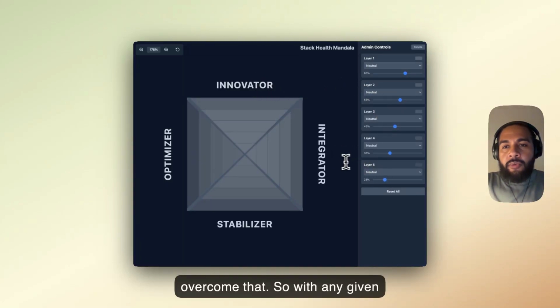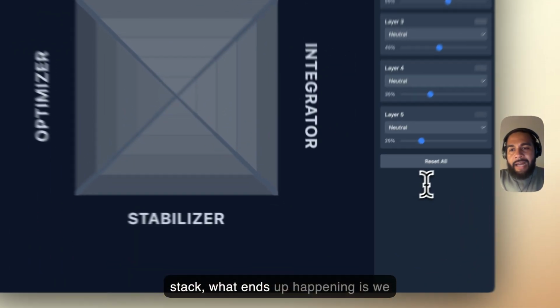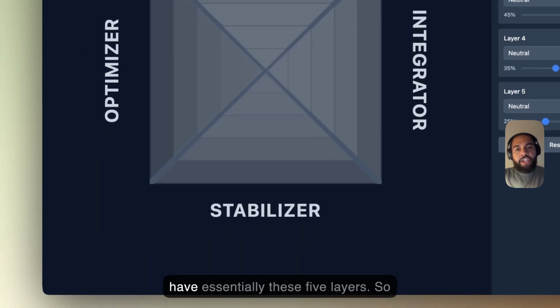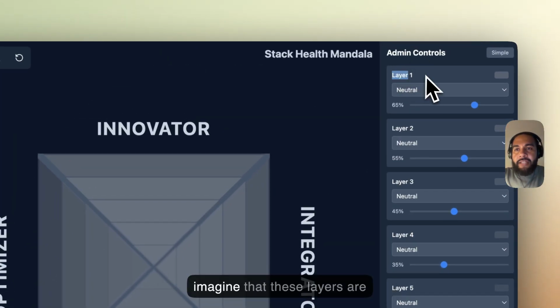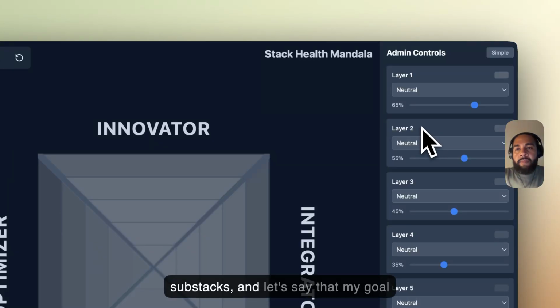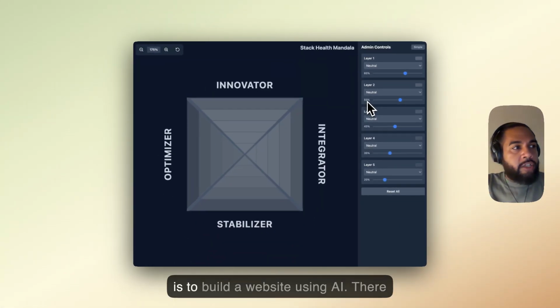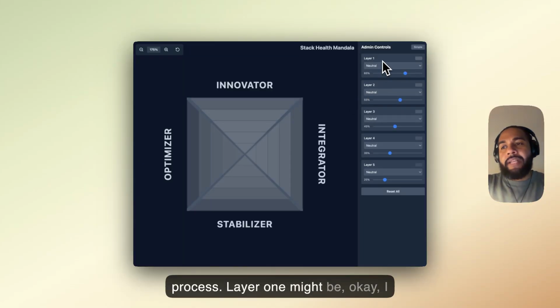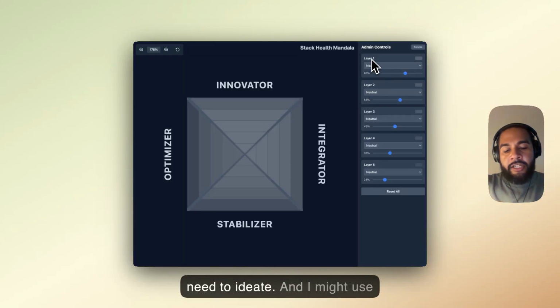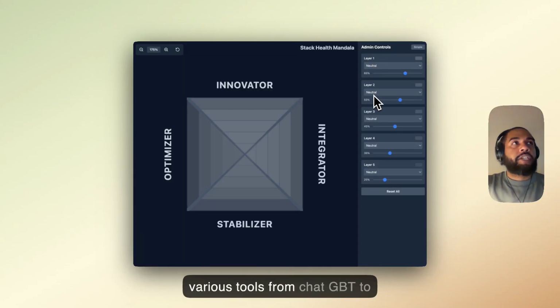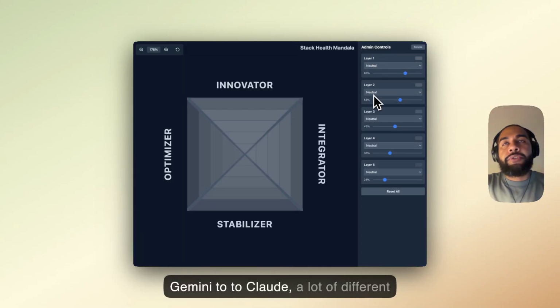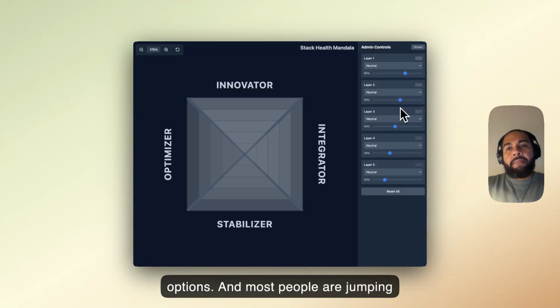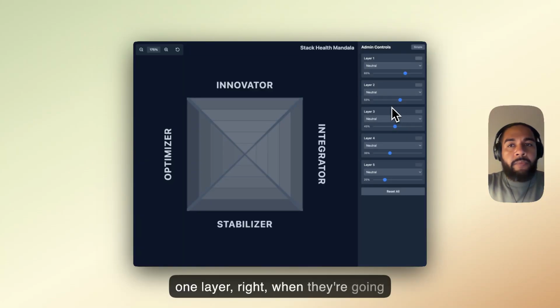All right. So with any given stack, right, what ends up happening is we have essentially these 5 layers. Okay. So imagine that these layers are substacks. And let's say that my goal is to build a website using AI. There might be 4 to 5 steps in that process. Layer 1 might be, okay, I need to ideate. And I might use various tools from ChatGPT to Gemini to Claude, a lot of different options. And most people are jumping between all these tools just on that one layer, right, when they're going through the process.